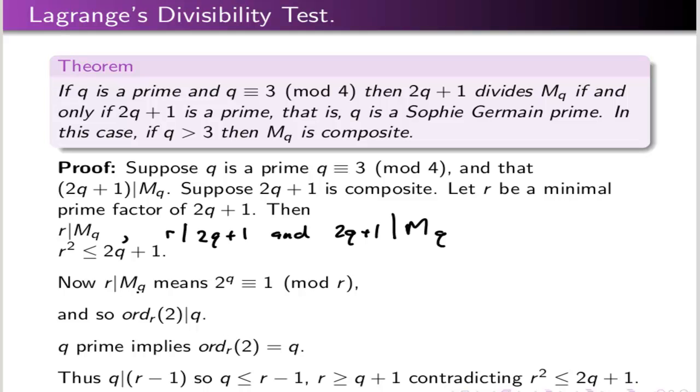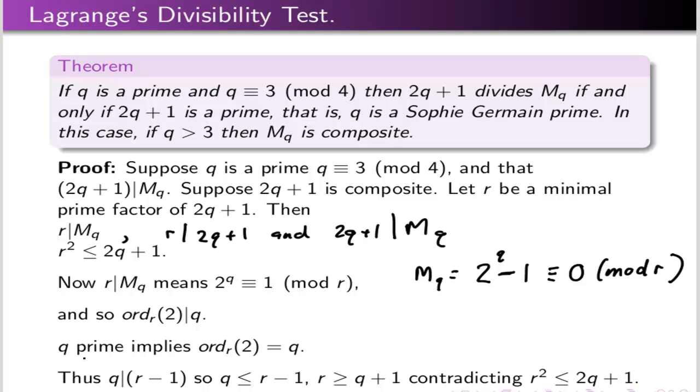Now R being a divisor of MQ means that 2 to the Q is congruent to 1 mod R. Why is that? Well, you've got to bring back the definition: MQ is 2 to the Q minus 1. That's the definition of the Mersenne number. And this is congruent to 0 mod R if R is a divisor of MQ. And so 2 to the Q is congruent to 1. Well, if 2 to the Q is congruent to 1 mod R, then the order of 2 is a divisor of this exponent Q.